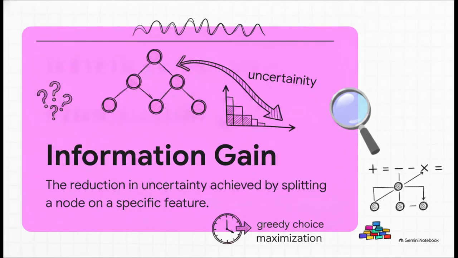Now, an incredibly interesting alternative approach is information gain. Instead of just looking at impurity, this looks at entropy, which is honestly just a fancy word for uncertainty. Information gain is literally the reduction in uncertainty achieved by splitting a node. The math simply finds the difference in entropy between the parent node before the split and the child nodes after the split. The algorithm greedily chooses the split that maximizes this information gain. It wants the biggest drop in uncertainty possible at every single step down that tree.